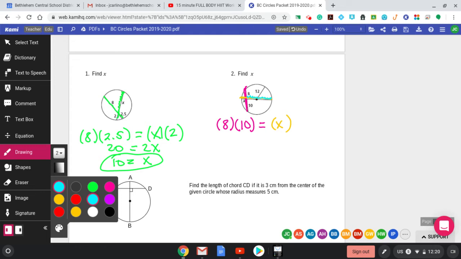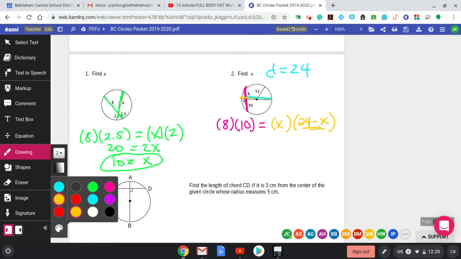Well, let's see. 12 is the radius they give us. 12 is the radius, which would mean the diameter is equal to 24, right? So that whole diameter is 24. If that part's x, the other part's got to be 24 minus x. A little tricky there. All right, so 8 times 10, the 2 parts of the pink chord, equals the 2 parts of the yellow chord, x and 24 minus x. I know that 24 minus x is a little bit tricky, but that's the way it is right there.